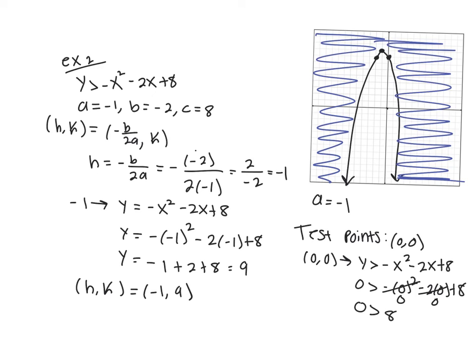Some things in the solution set: you can pick any point that you want from outside the parabola, so in the shaded region in this case. So I can pick 4, 2. That's in our solution set, okay?